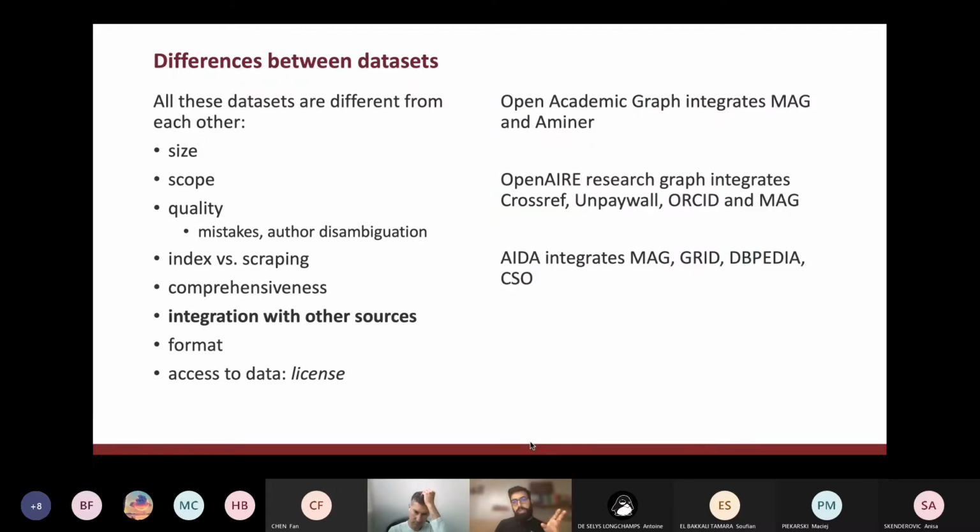The other feature that we can use to compare datasets is whether they have a sort of integration with other data sources. For example, there is the Open Academic Graph that integrates together, maps together MAG and AMiner. And the OpenAIRE Research Graph integrates Crossref, Unpaywall, ORCID, and MAG. And AIDA instead integrates MAG, GRID ID, DBpedia, and CSO, which I will show to you a little bit.